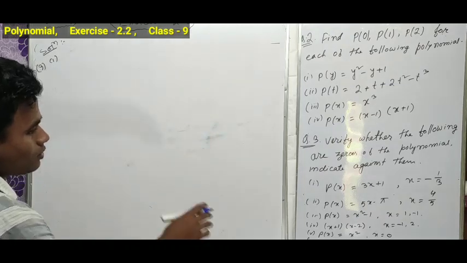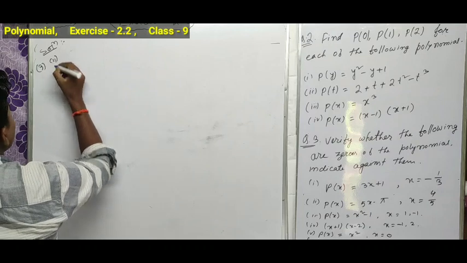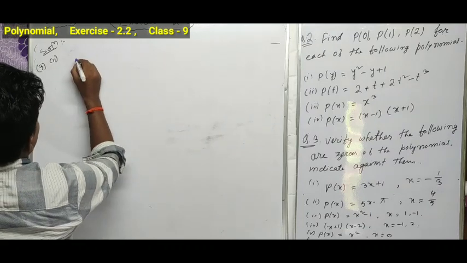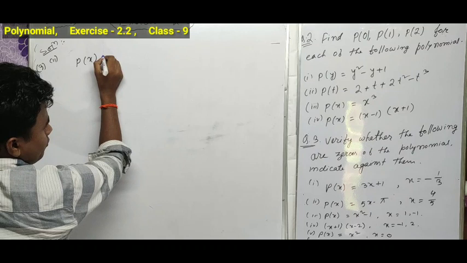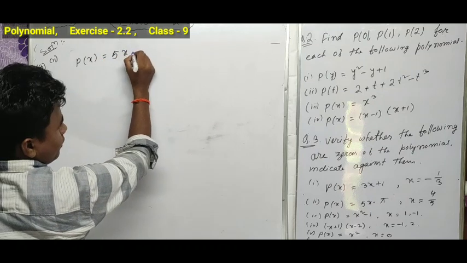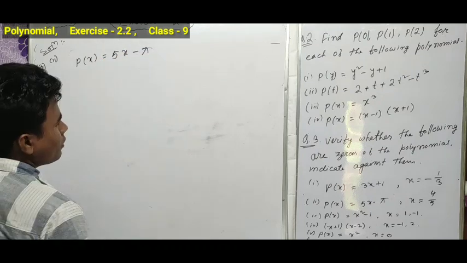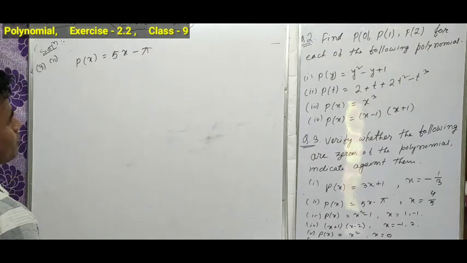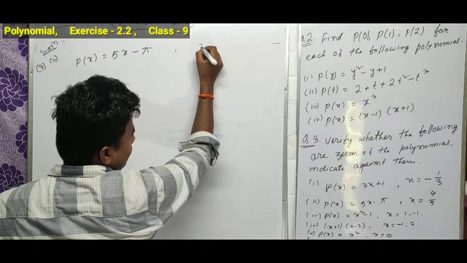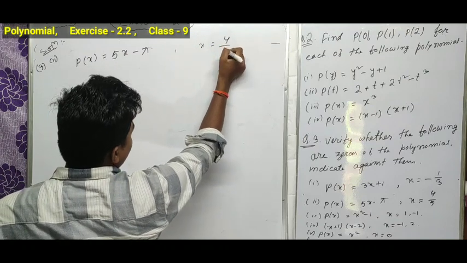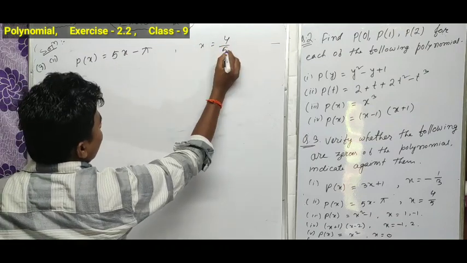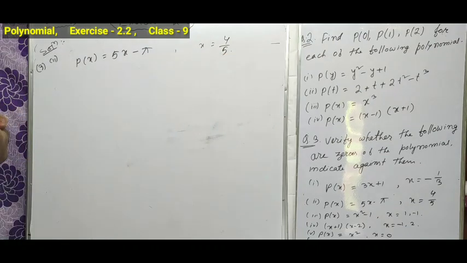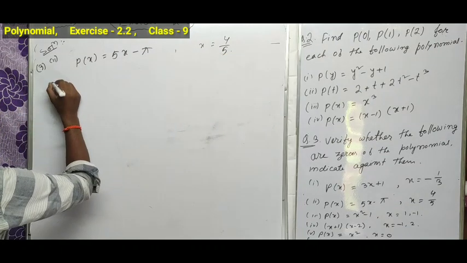Okay, next one you can see number 2. What is the question? Px equal to 5x minus pi. Okay, so next question is what? Px equal to 5x minus pi, and x equal to 4 by 5. Okay, what is the value of x? X equal to 4 by 5. So we will solve this one also.